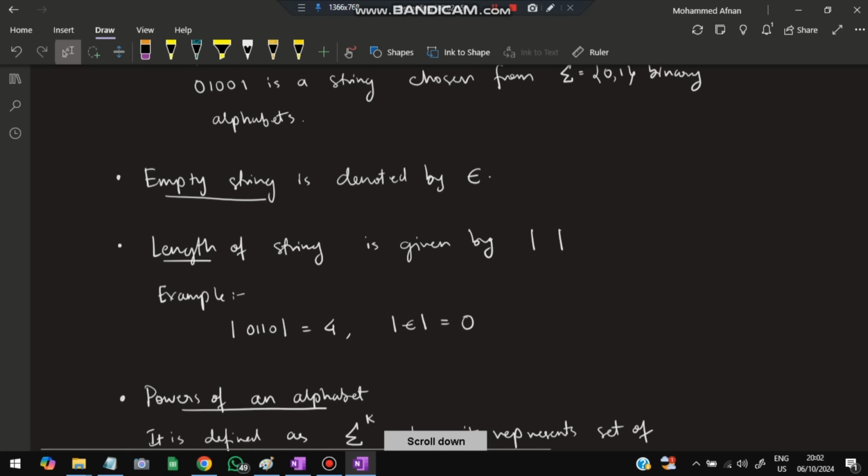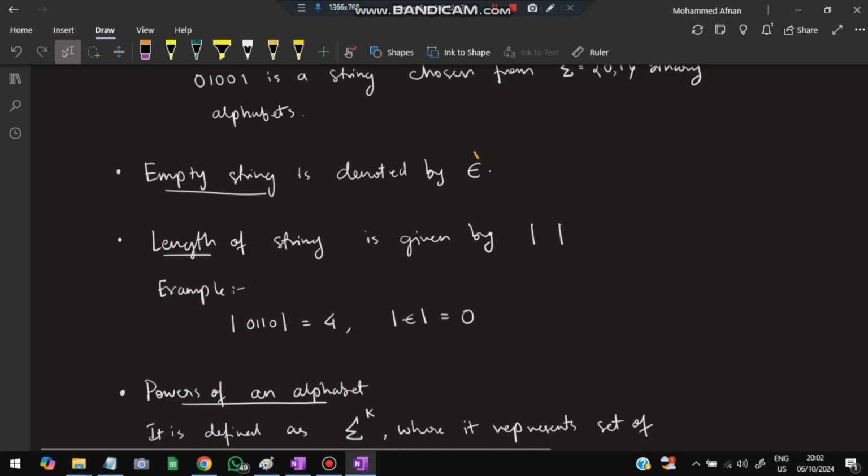Next, an empty string is denoted by epsilon. This is an empty string. It has no value in it. No alphabets are present. And the length of the string is given by two vertical bars. Suppose a string S is equal to 0111. So what is |S|? That is equal to the length of the string, which is 4, because 4 characters are present here. And the length of the epsilon string is equal to 0.